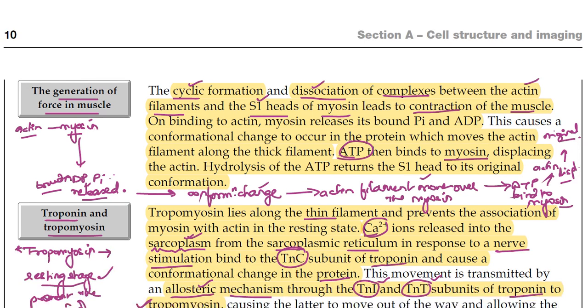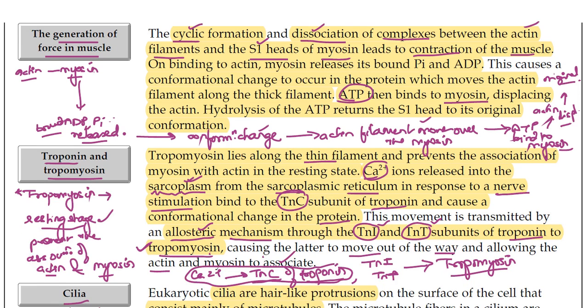Next is the generation of force in muscle. So how is the force generated? I told you that there is a cyclic formation and dissociation of the actin filament and myosin. Which area of the head region of myosin binds actin? The S1 head region of myosin binds to actin. This actin and myosin interaction is constantly associating and dissociating, and this association and dissociation leads to contraction of the muscle.